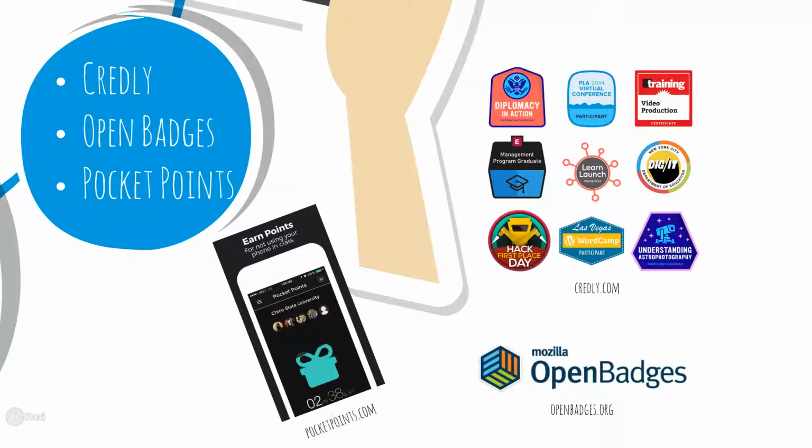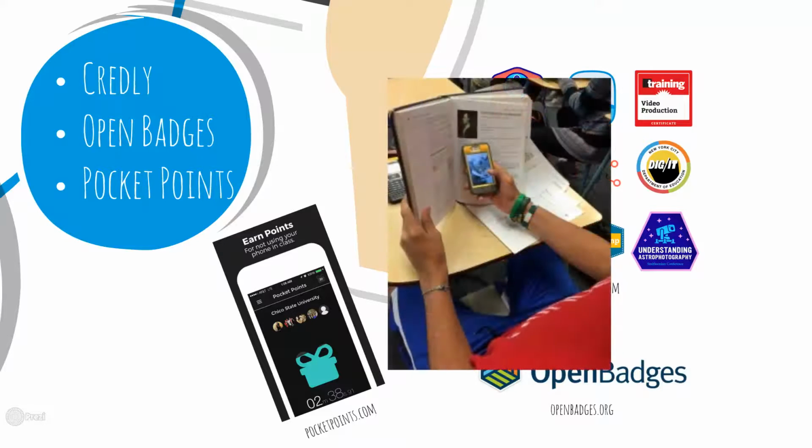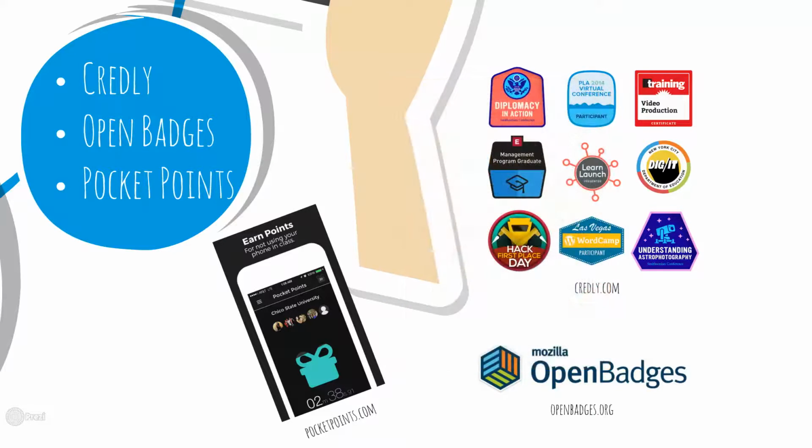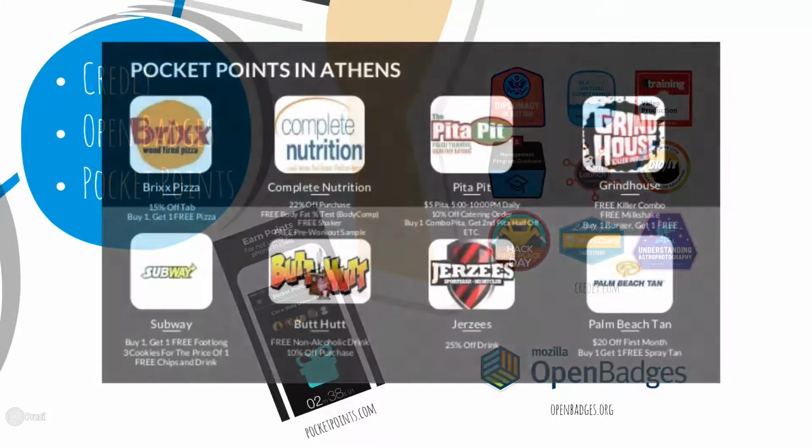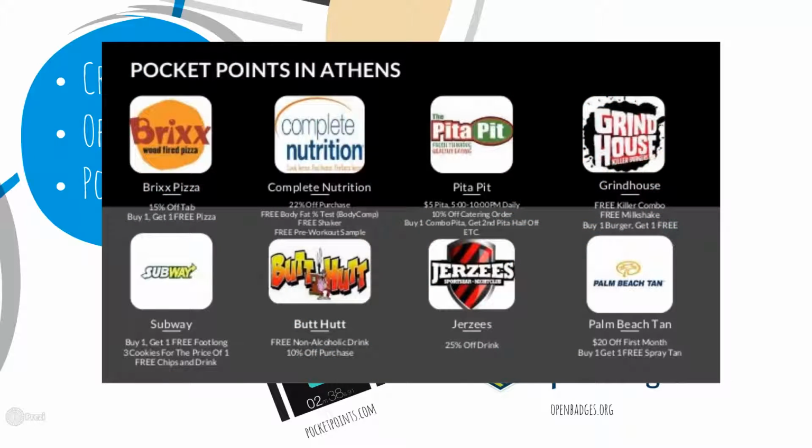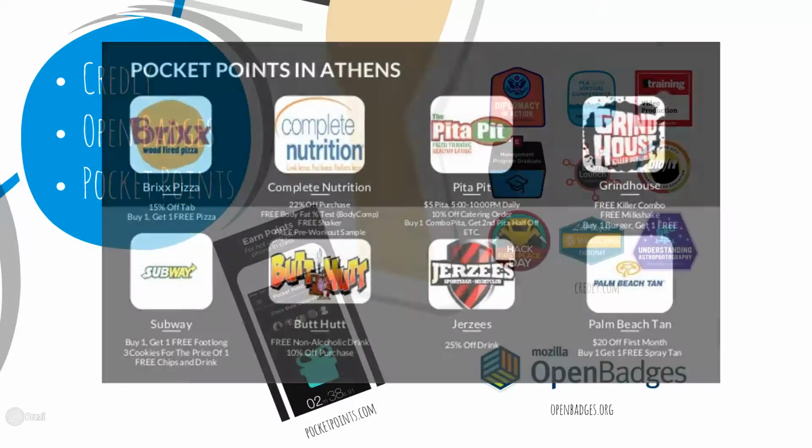Pocket Points is worth mentioning, if only because of its unique purpose. Students install the Pocket Points app on their smartphones, which monitors their use of that device. If students manage to not use their smartphone during class, they earn a few Pocket Points. Over time, if they accumulate enough points, they are rewarded with something like a free pizza from a local business that is participating in the Pocket Points program.